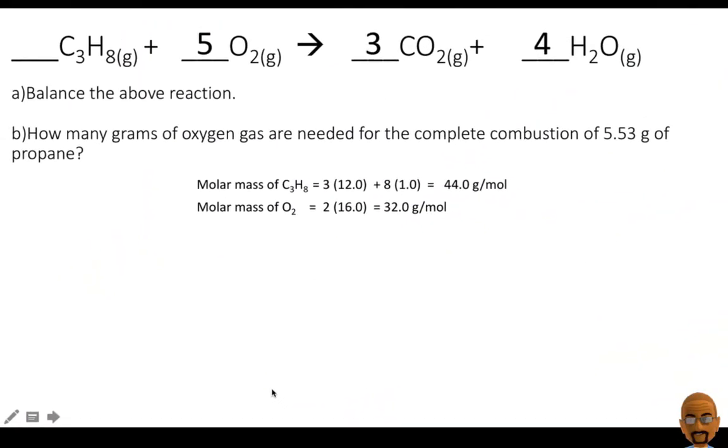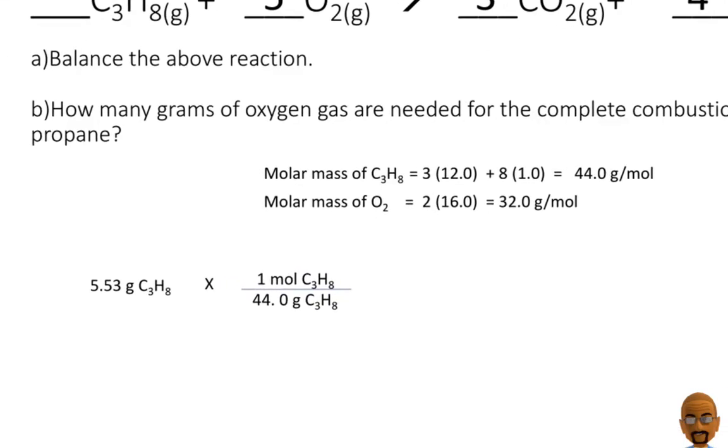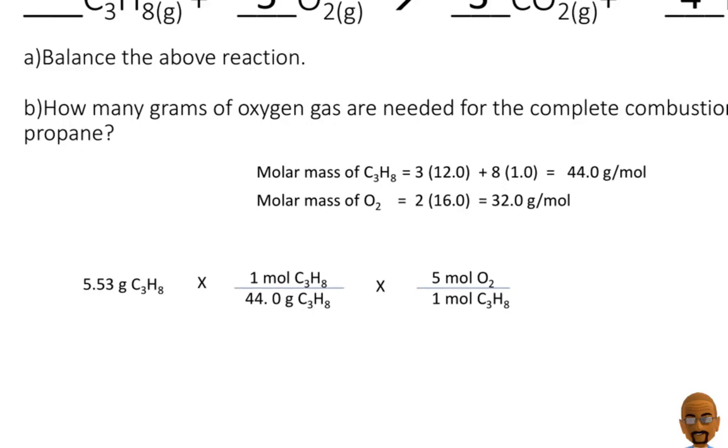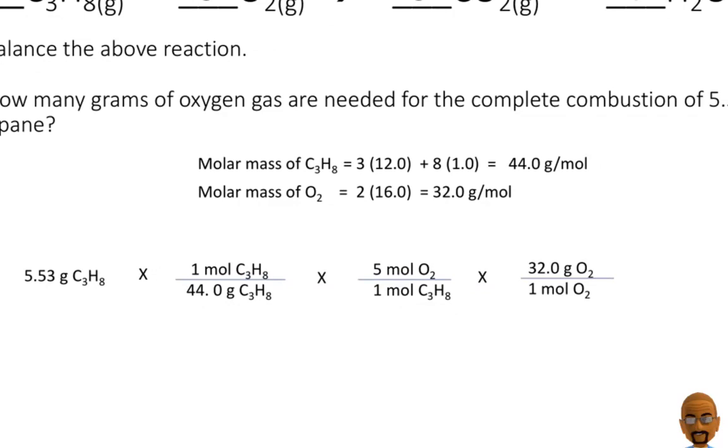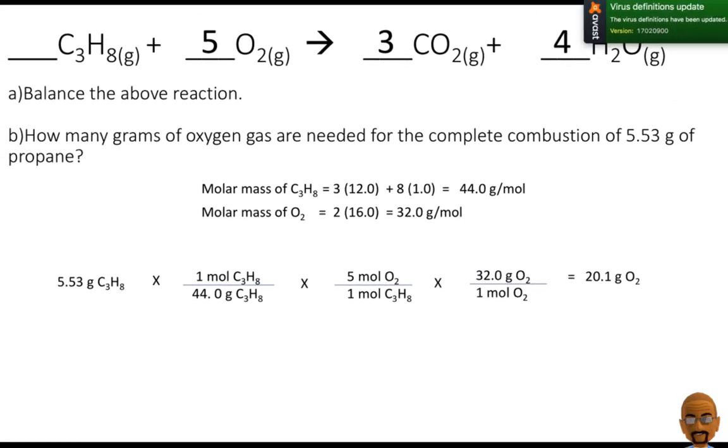So here's the plan. We're going to start with the mass of propane. We're going to use the molar mass of propane, multiplying by 1 mole over the molar mass of propane. At this point, we're at moles of propane. To get from moles of propane, we need to use the mole ratio of propane to oxygen, or oxygen to propane. That's 5:1. At this point, we're at moles of oxygen. If we multiply by the molar mass of oxygen, we'd be calculating the mass of oxygen that would be needed for the complete combustion of 5.53 grams of propane. So that's a simple application of the mole map.